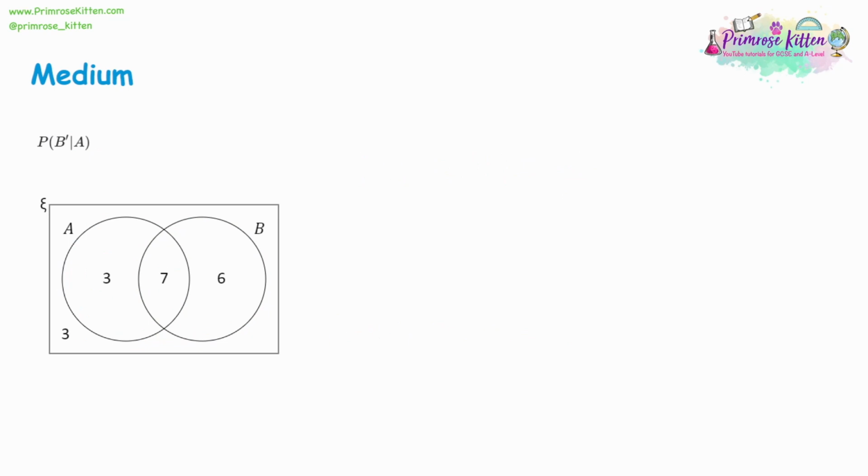Now, the next one's interesting. We've got a line instead. So what does the line mean? So the line and the A, this means given A, given that A has happened. So given that A happened, we're only going to look at the A circle.